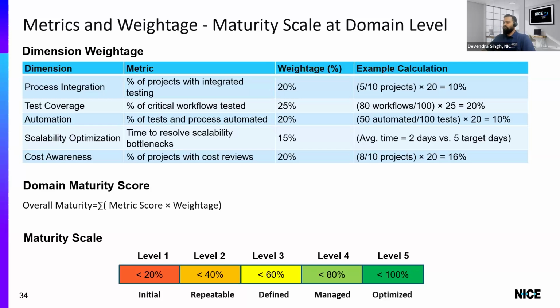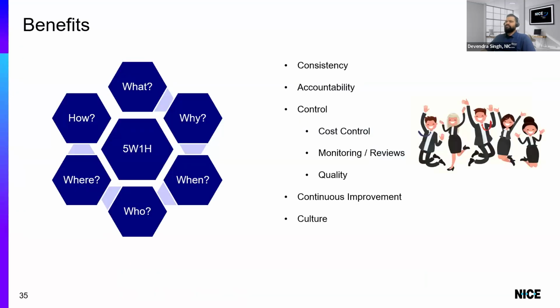And through the example calculation, you can see which areas we have to improve. So this will help us to quantify the details. These are the benefits that we will achieve when we follow this 5W and 1H approach: consistency, accountability, control over the cost, monitoring and reviews, quality, continuous improvement, and culture. These are the benefits that we will get from this approach.